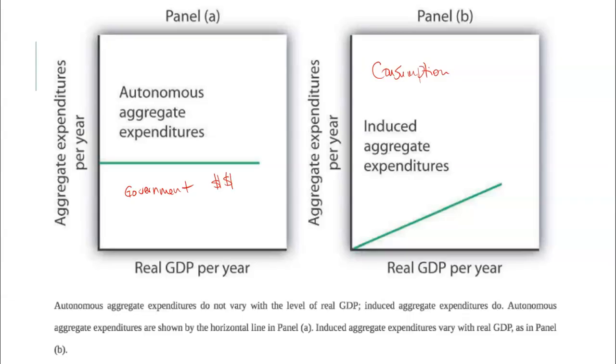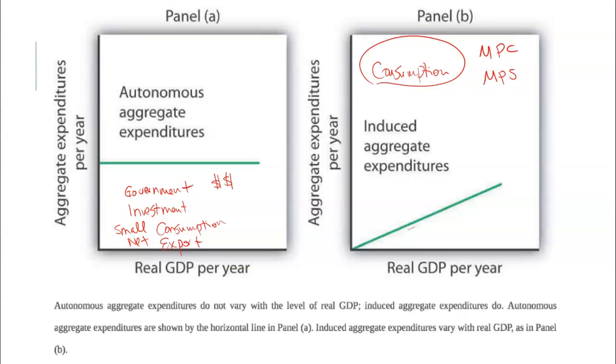So autonomous aggregate expenditures don't change with the level of real GDP. They don't change with that level of income. We're going to have autonomous government spending, autonomous investment. We're going to have some small portion of autonomous consumption and also net exports. And so the only thing in this model, this particular graph, that's going to change with the level of real GDP is going to be consumption. And this is going to be determined by that marginal propensity to consume or the marginal propensity to save. So we're going to assume that our consumers have some sort of consistent way of spending and saving.